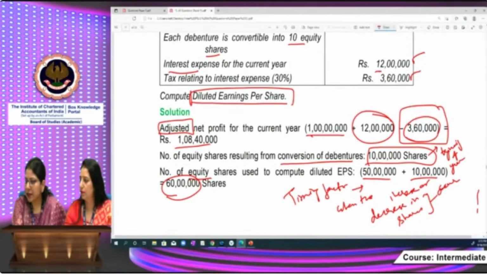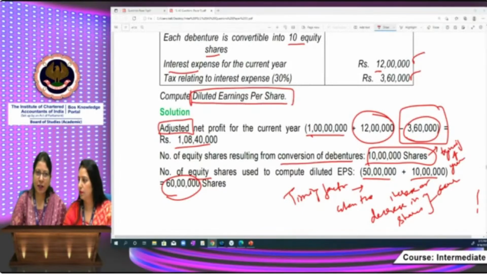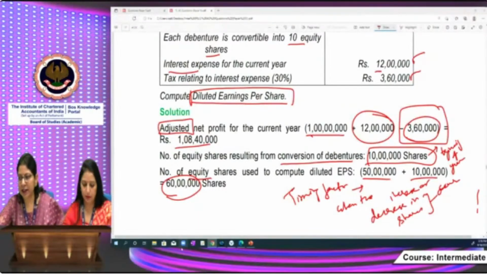There are some queries, so let us take them side by side. We are trying to cover one accounting standard, and simultaneously we will take the queries for that particular standard. We want you to solve the questions along with us, so that we can answer your queries and your concepts for each and every accounting standard become clear.